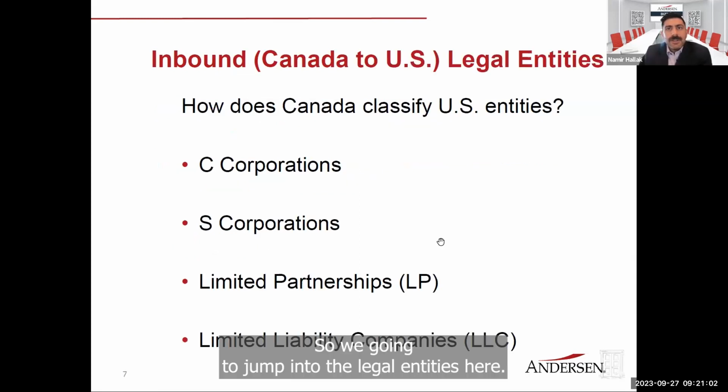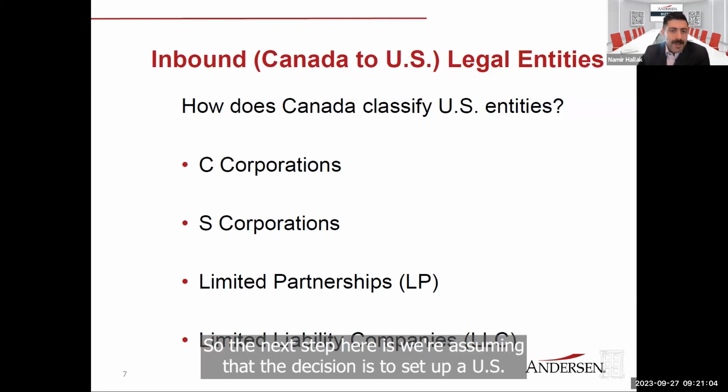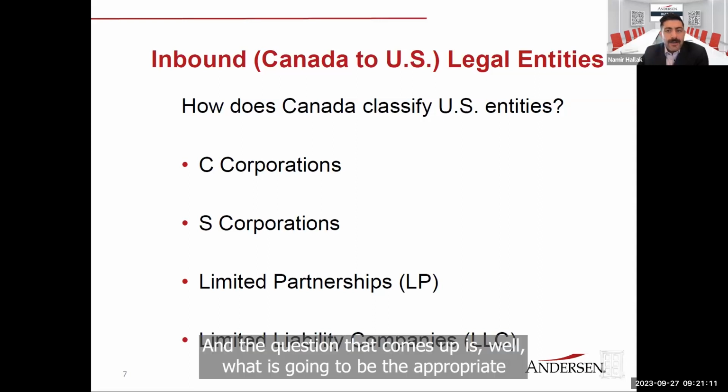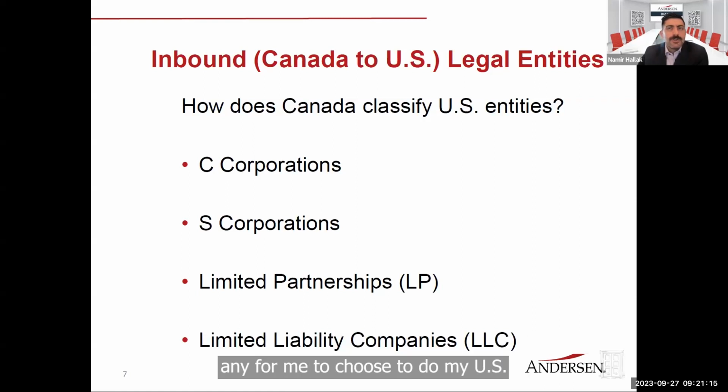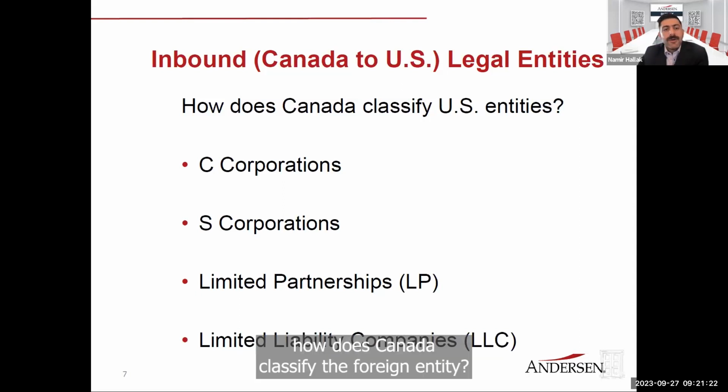All right, so we're going to jump into the legal entities here. So the next step here is we're assuming that the decision is to set up a U.S. legal entity. And the question that comes up is, well, what is going to be the appropriate entity for me to choose to do my U.S. business? And look, this is not an exhaustive list. But I think the first question that comes to mind is, how does Canada classify the foreign entity?